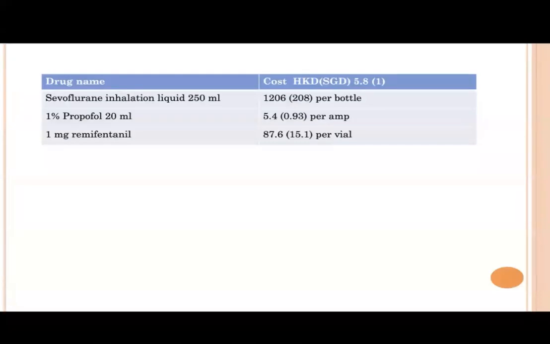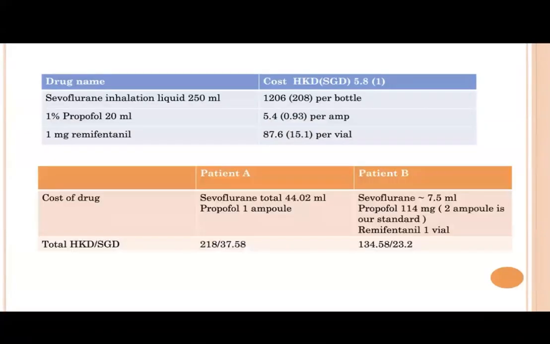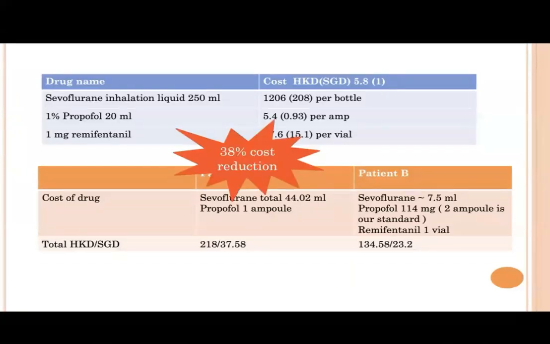This is the cost of the drugs in Hong Kong, and you can find that sevoflurane costs more than $1,200 per bottle, while propofol and remifentanil are quite affordable. For patient A, using gas for the whole process costs more than 200 Hong Kong dollars. For patient B, with sevoflurane for gas induction and 2 ampoules of propofol and 1 vial of remifentanil, we won't share the remifentanil with other patients. It costs around $134. So for patient B, there is a 38% cost reduction.